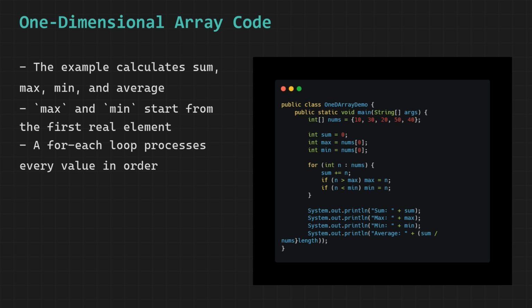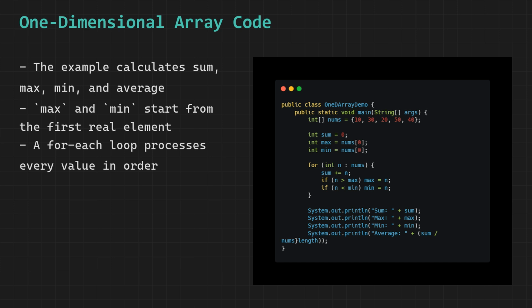Starting both max and min at the first element of the array is the correct approach. Starting max at 0 could give a wrong answer if all values were negative. Starting min at 0 could give a wrong answer if all values were positive. Using the actual first array element guarantees the initial comparison value is always a real piece of data.